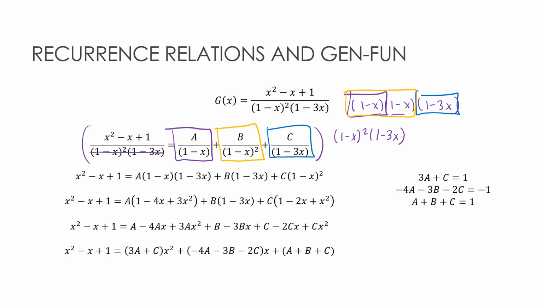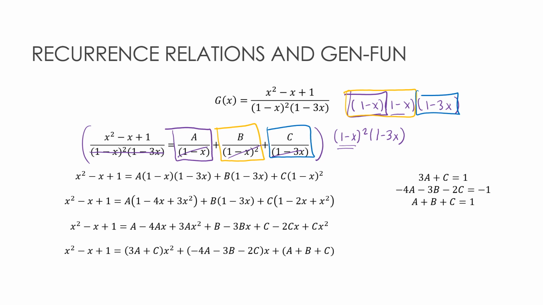For a, it's going to cancel out one of the 1 minus x's, but notice I have a times the other two terms. For b, it's going to cancel out both of the 1 minus x's and leave me with b times 1 minus 3x. For c, it's going to cancel out 1 minus 3x, which means I'm just going to be multiplying c by 1 minus x, quantity squared.